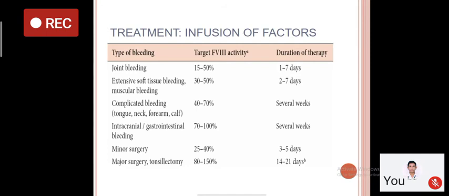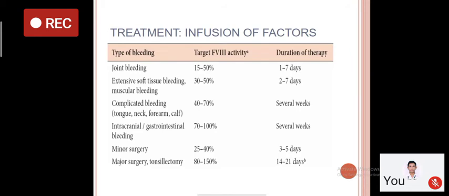If there is a complicated bleed like bleeding from the tongue, neck, forearm, or subcutaneous tissues, then again much higher concentration is needed, and the therapy might be given over a longer period of time. Life-threatening hemorrhages like intracranial bleeds or gastrointestinal bleeds, the 100% of the factor activity has to be maintained over several weeks, followed by slow tapering to look for any rebound bleeding.